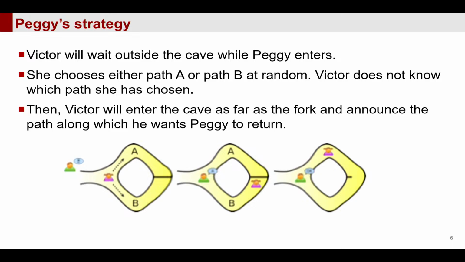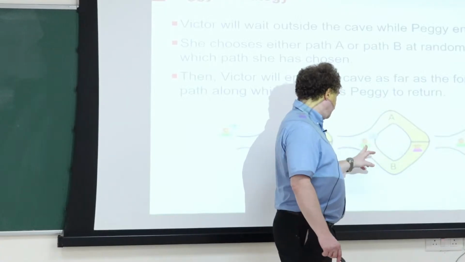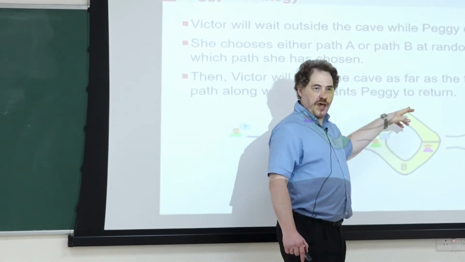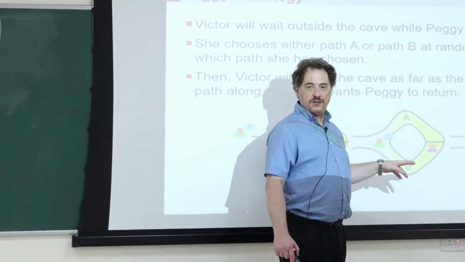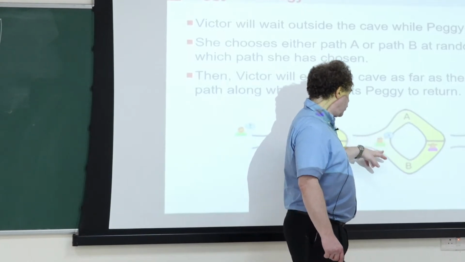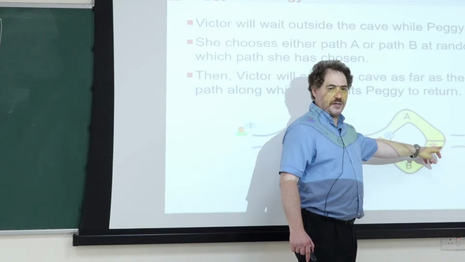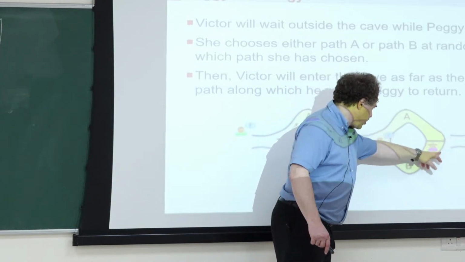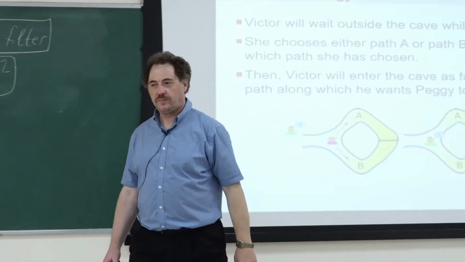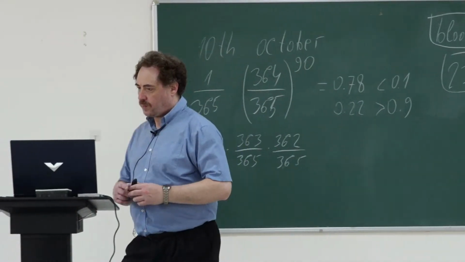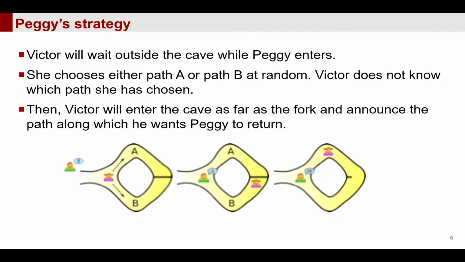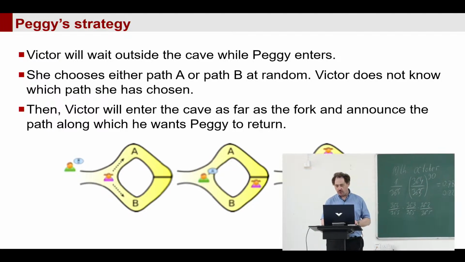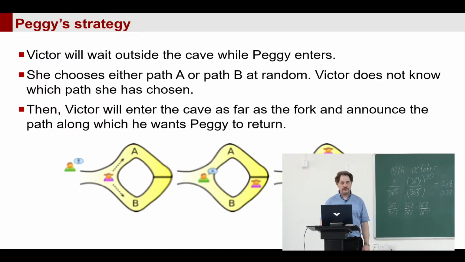Peggy hears Victor. If Victor shouts the same path by which Peggy entered, Peggy comes back the same way. If Victor shouts the other path, Peggy says the secret word, the door opens, and Peggy comes out. So, completeness: Peggy will always be able to return along the required path if she knows the secret, if Peggy is honest.